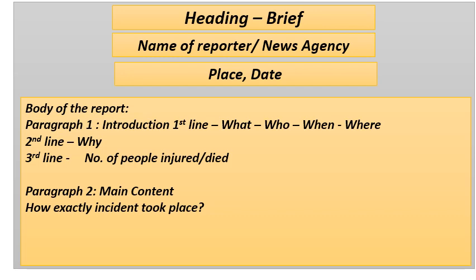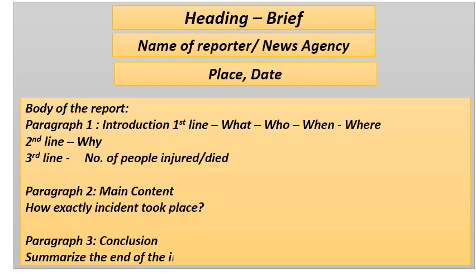After completing this part, the third paragraph will be there. Means in this third paragraph, the conclusion part is there. In the conclusion, you have to summarize the end of the incident with the current situation regarding the incident. If you have noticed closely, in the first paragraph, you have to answer the 5 W's: what, who, when, where, why. In the next paragraph, means second paragraph, you need to answer how it happened.